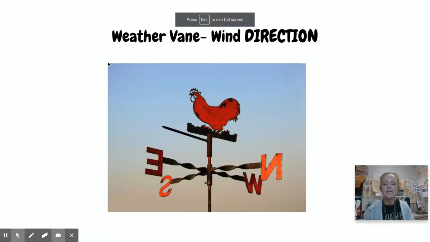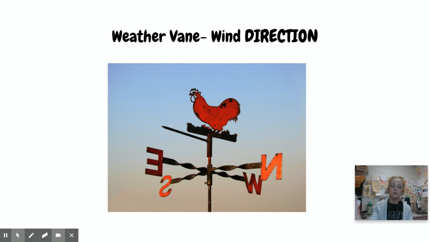Okay, the next one is a weather vane. Many of you have already seen this. In fact, we used to have one on top of Corinth Elementary. This measures wind direction. If you recall from social studies, when we all went to find the gingerbread man, he gave us directions like north, south, east, or west. So the weather vane is telling us, is the wind blowing from the north? Is it blowing from the east? Is it blowing west? Or is it blowing south? We use the weather vane to tell us which way the wind is blowing, the wind direction.